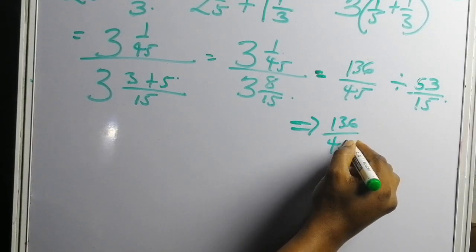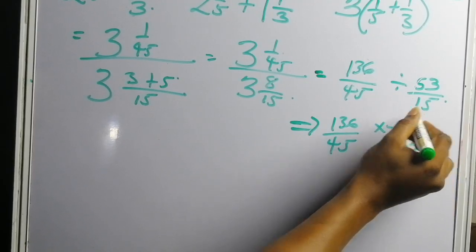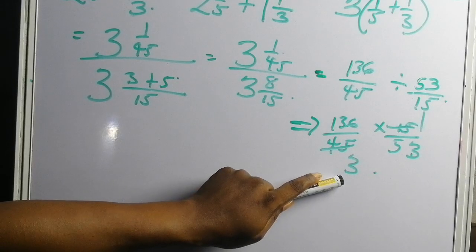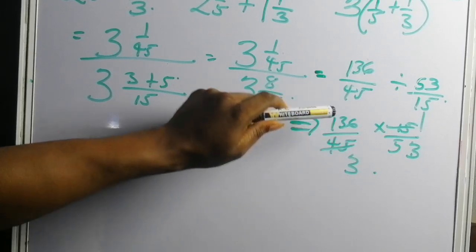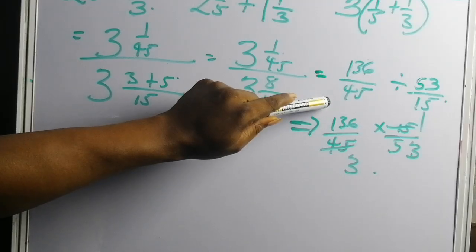136 over 45 times what? 15 over 53. 15 here 1, 15 here 3. So can we get another thing that can go here? At the end of the day, let's see whether we have 3. Can 3 go here? 3 here, 3 in 3 is what?